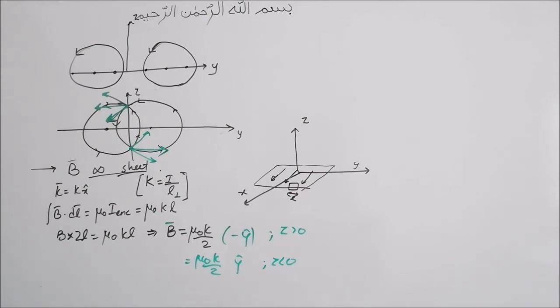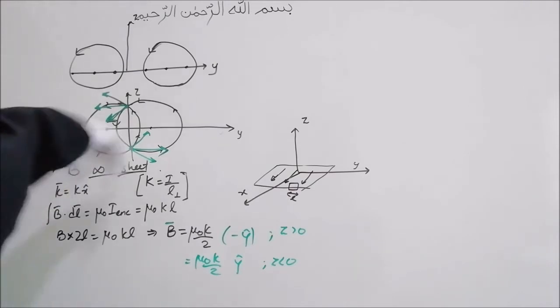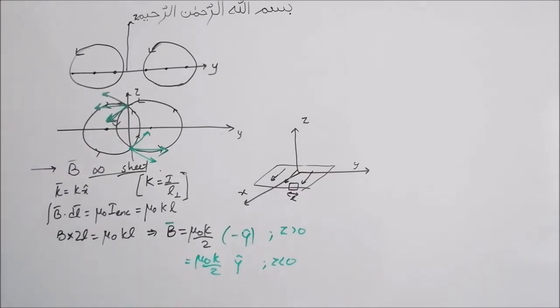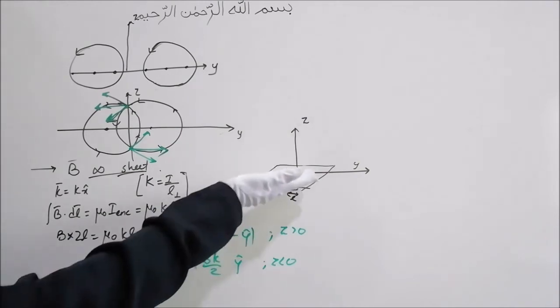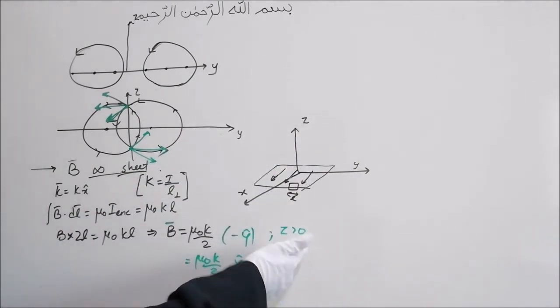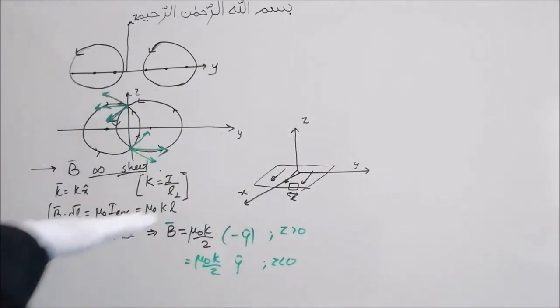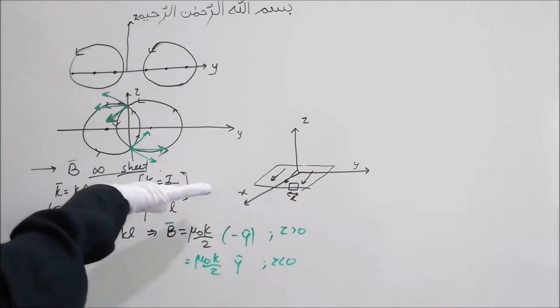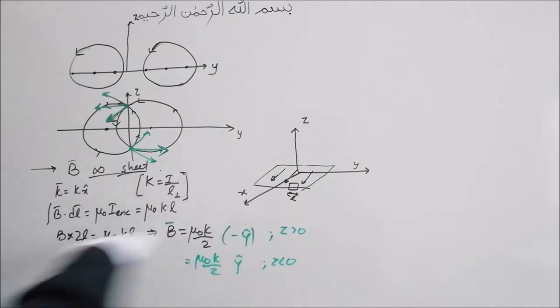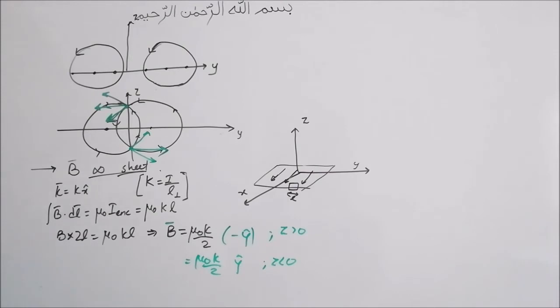I hope that's clear. So now in exams, instead of wasting time drawing all this and then finding the net direction, there is a trick to doing this. For that, we will take our right hand. First, we will look for z greater than 0. We can see that the plane is like this in the xy plane.